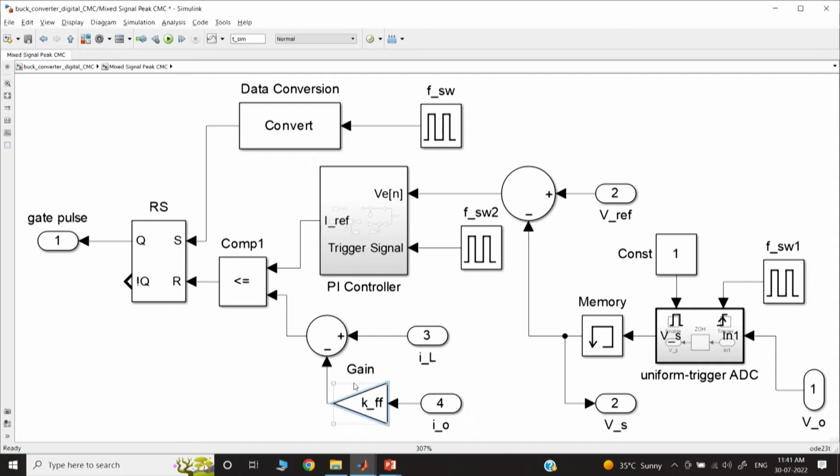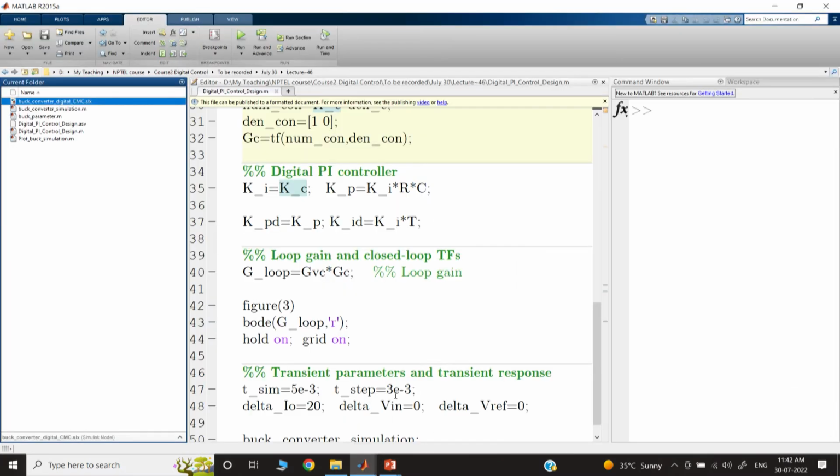Initially we will take the load feed forward to be 0, then it will be the traditional current mode control, peak current mode control. Then if we consider KFF to be 1, there is a perfect load feed forward, and we want to see what the response is. So, let us go back to the design methodology.